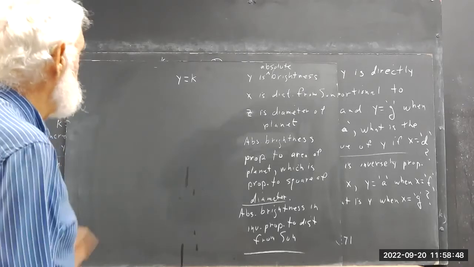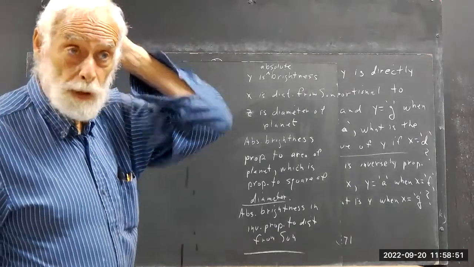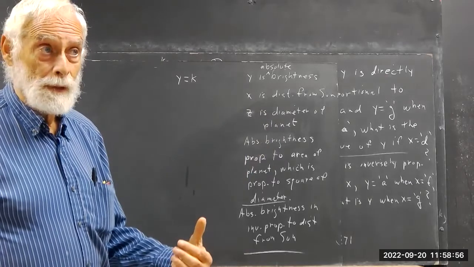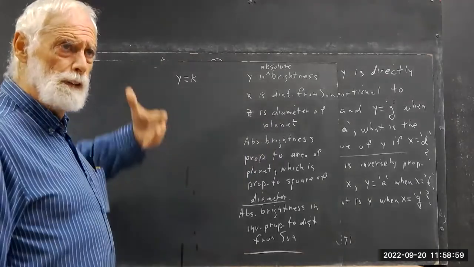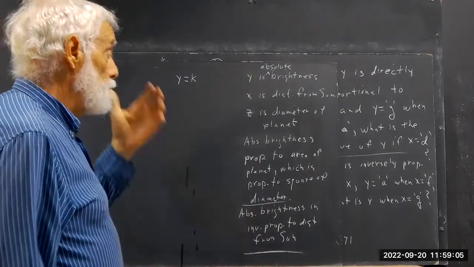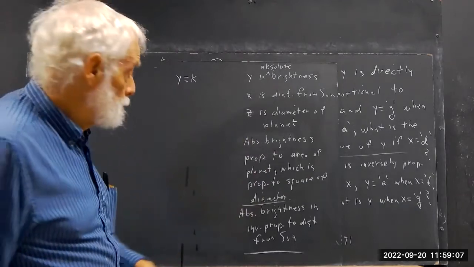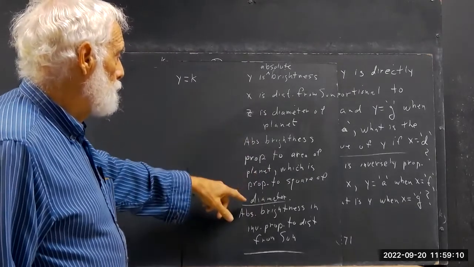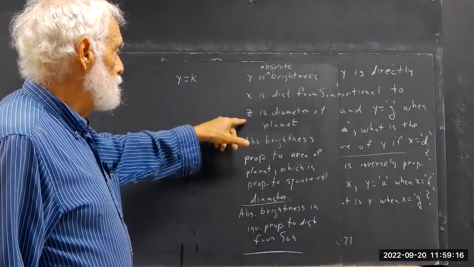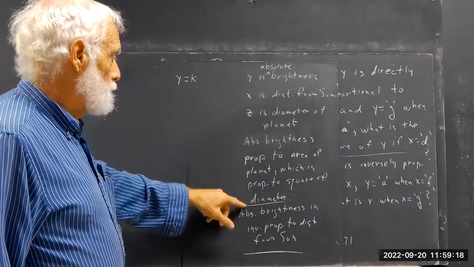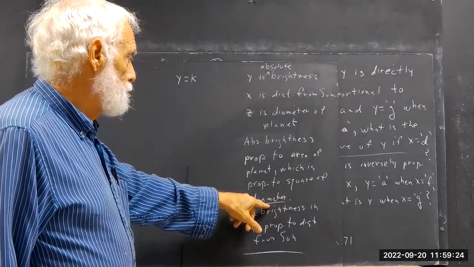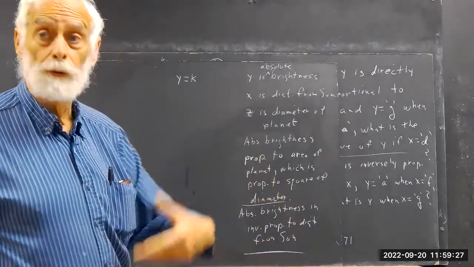Okay, well, you start with y equals k, then you got to do something with x and y, and you got to do something with both of them. You can't write out two separate equations. I guess you could, but then you'd have to feed results from one equation into the other, and it would be a little more complicated, because what you do is actually pretty straightforward. Okay, so absolute brightness is proportional to the area of the planet, which is proportional to the square of the diameter. So Z is the diameter. The area is proportional to the square of the diameter. Brightness is proportional to area, so brightness is proportional to the square of the diameter.